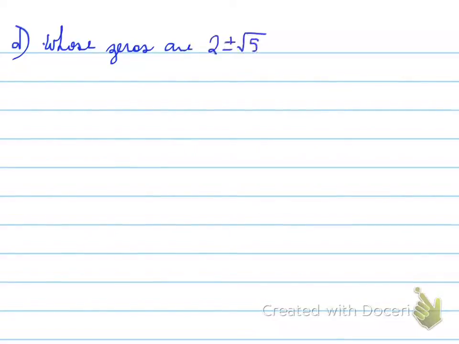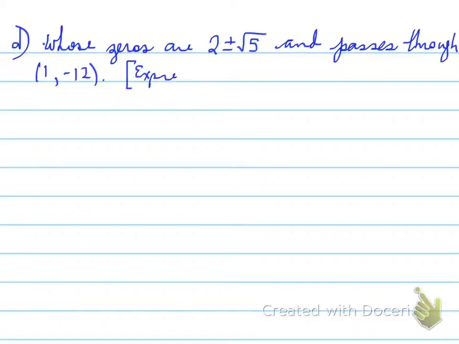Part D. We're going to be looking at find an equation whose zeros are at 2 plus or minus root 5 and passes through 1, negative 12. What you're asked to do is express the answer in standard form. So this one requires a bit of processing and thinking. So we're going to go through this one a lot slower.